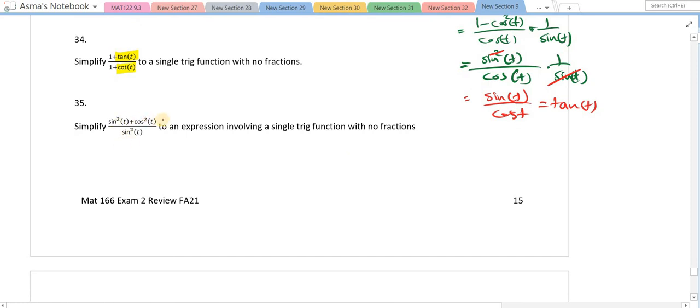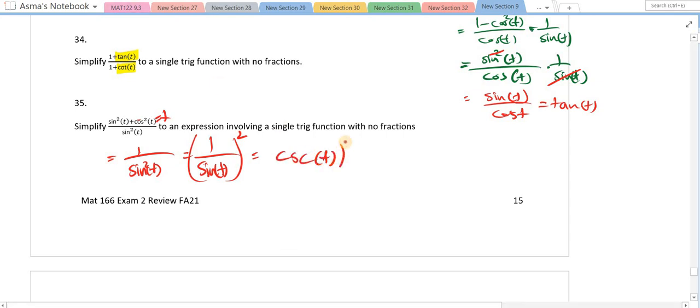This one, I know that sine squared t plus cosine squared t is equivalent to 1. So this is equal to 1 over sine squared t, which can be written as 1 over sine t all squared, which is cosecant, sorry. This is cosecant squared, cosecant t all squared, or we can say it's cosecant squared t.